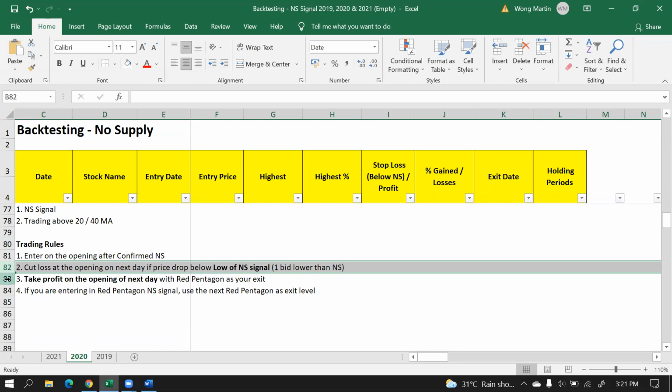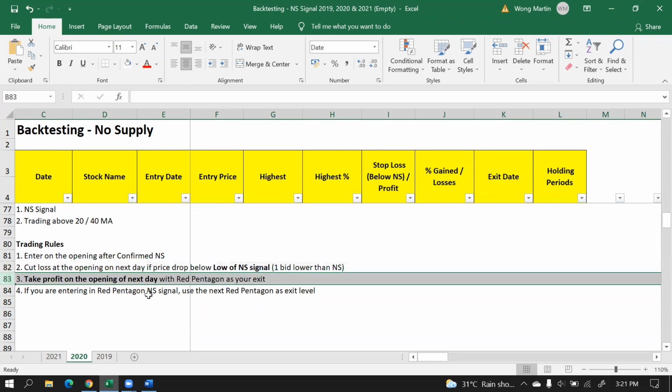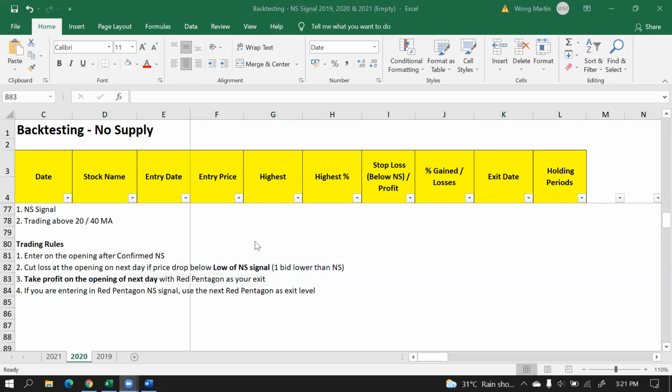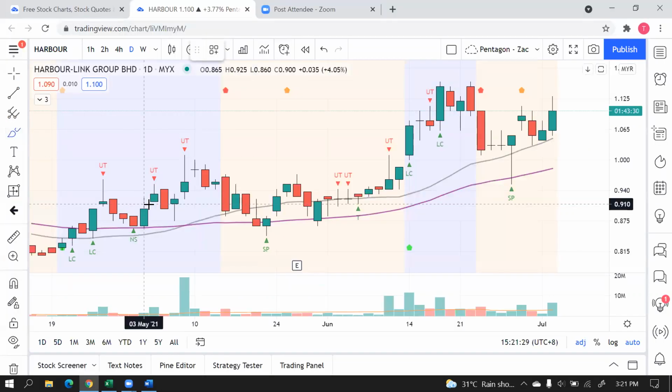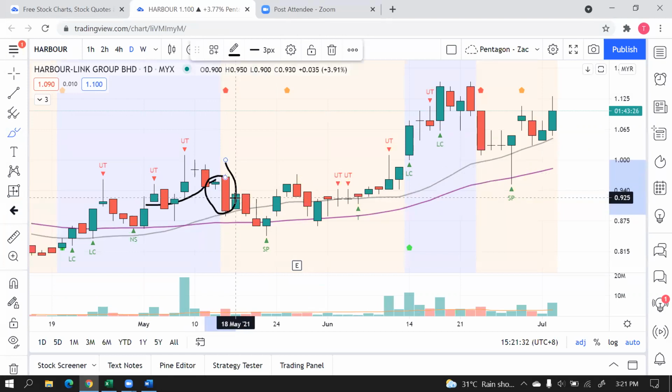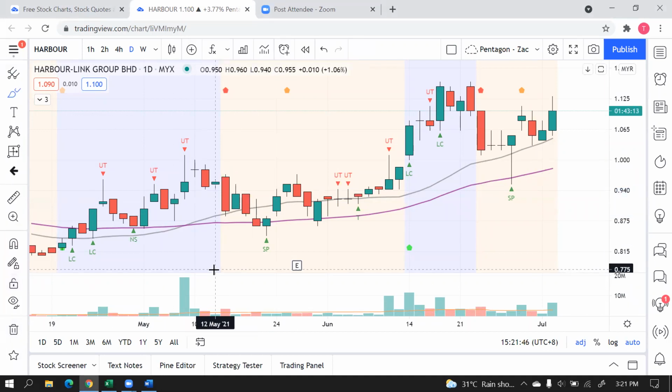So how about take profits? We take profits on the opening of the next day, with a red pentagon as your exit. For example, if this one goes up and runs into red pentagons, the next day we cut. So we make it very simple. We enter after confirm NS on the next day. We exit, take profits, on the next day after a red pentagon. We stop loss below the NS. Just these three things, and we want to see the result.